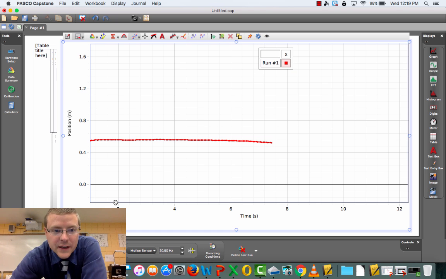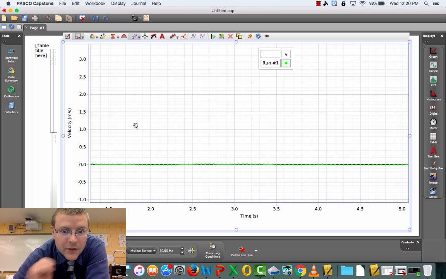So what we're seeing here is that the position graph is a flat line for number 1, meaning that I stayed around this 0.5 meter mark the entire trip. If I look at the velocity graph here, you can see the green data is 0 the entire time. So the object was not moving during the entire trip.